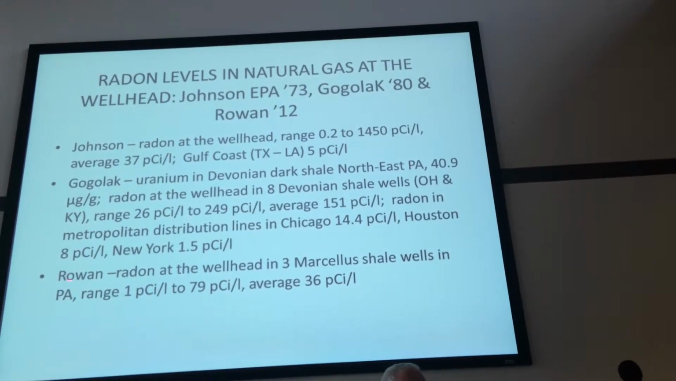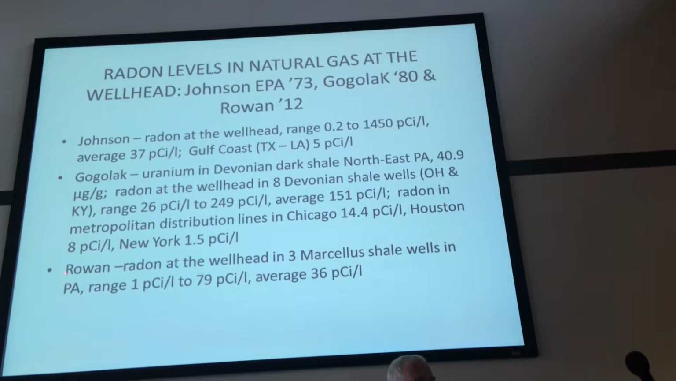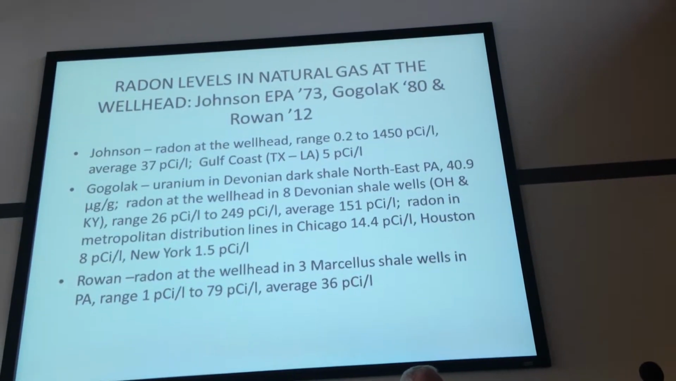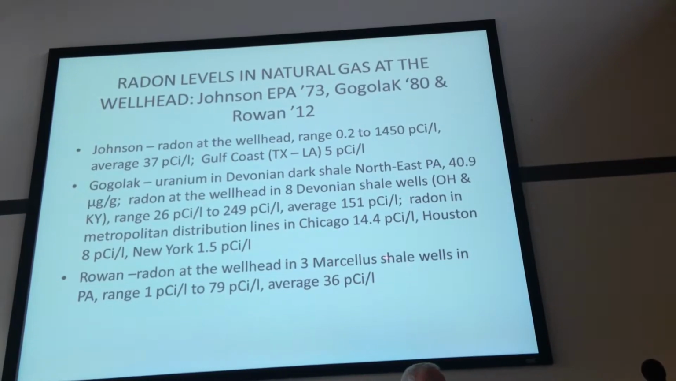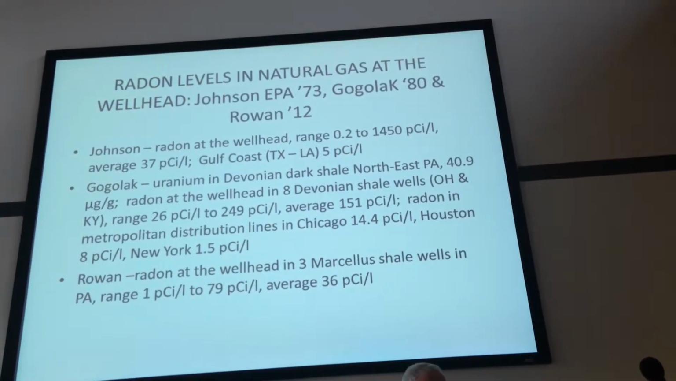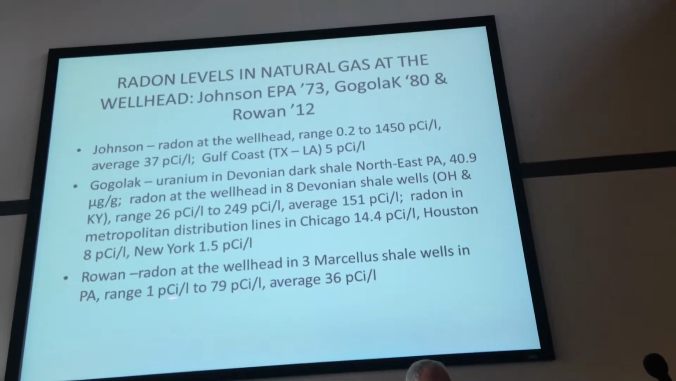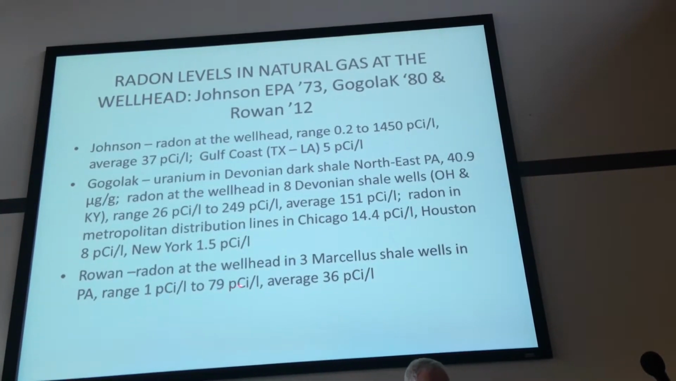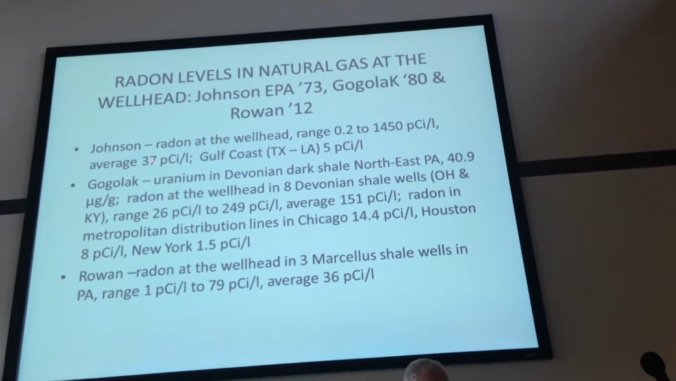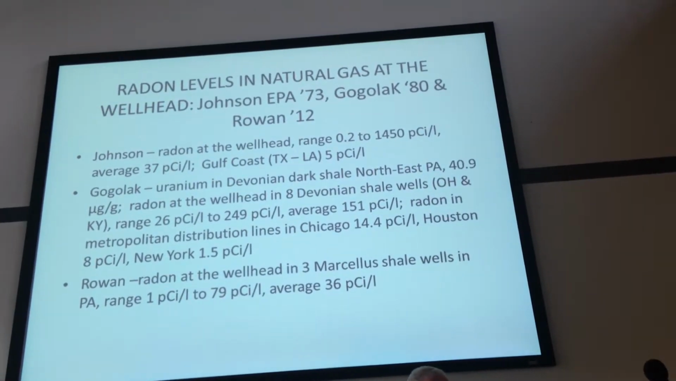More recently, researchers at the U.S. Geologic Survey, led by Liz Rowan, measured wellheads in 3 Marcellus shale wells that were selected by the industry, by the way, for the test, and came up with a range from 1 to 79 picocuries per liter, or an average of about 36, which compares very favorably with the old number from EPA.